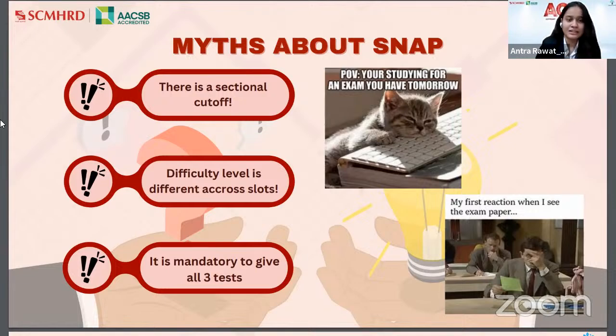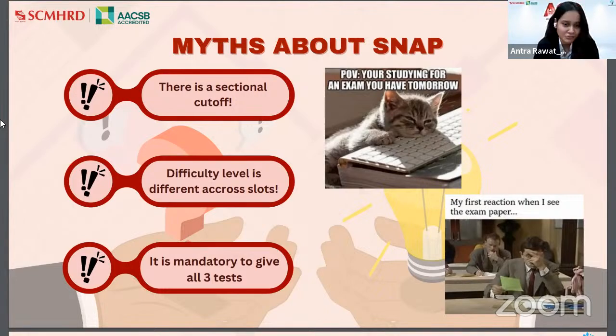We are very comfortable. It makes it a very good exam to give because you don't have to score a certain number in each section. You just have to score a particular score to reach a certain percentile, and you can get your dream colleges.